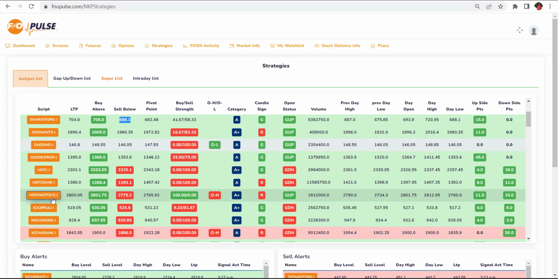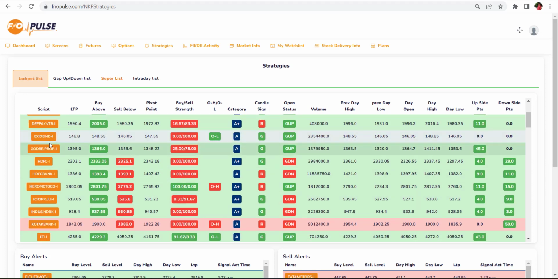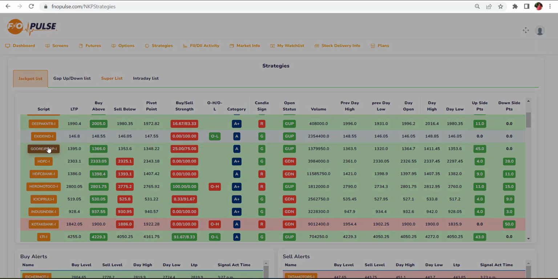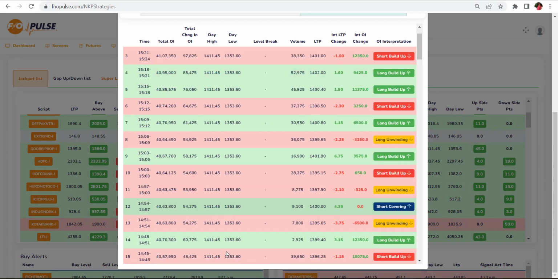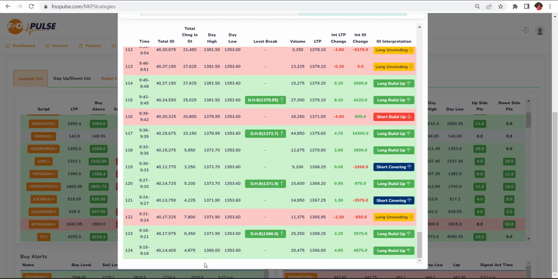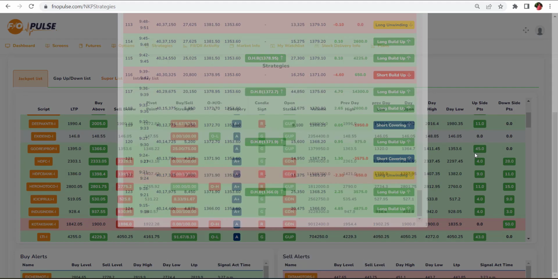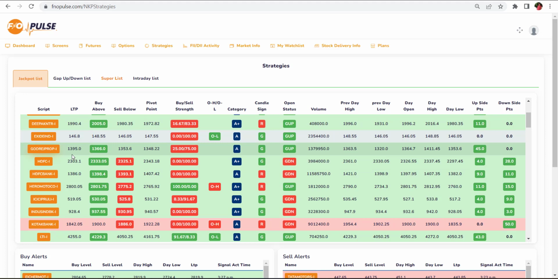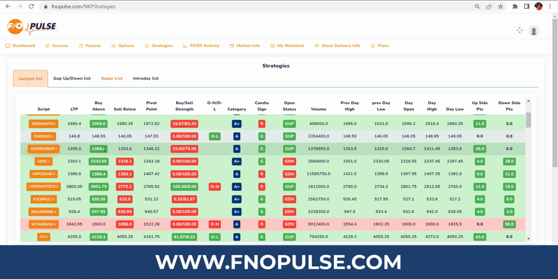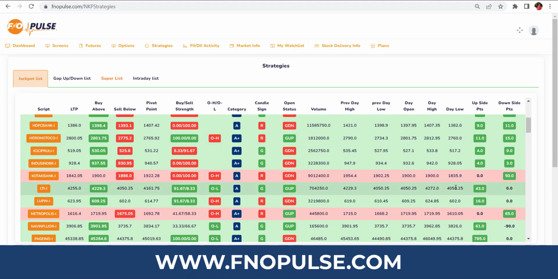Hero Motors gave 11 points. Godrej Properties gave 45 points today. The future price was 1366, the entry was given at 1366, the entry took place and it gave up to 45 points. For stocks which are more than 1500 or 2000, if we get 20 points, that's it. This stock is in the 1400 range, and we got 45 points in this. If you complete the trade within 15-20 points for intraday, that will be sufficient for you.